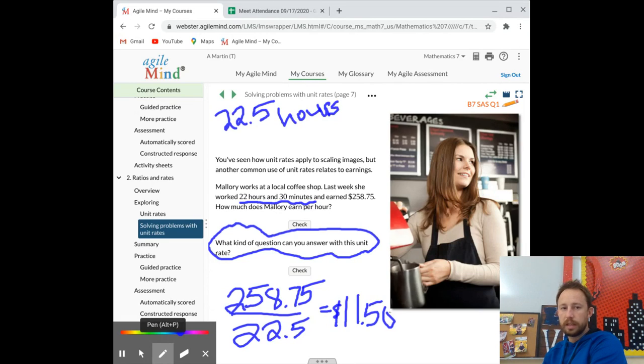We got 17 people in. Well, here, you could reverse it and say, if Mallory makes $11.50 per hour and she worked 22.5 hours, how many hours did she work in a week, or how much money did she get in a week? Correct. Good job. Great job. So we can ask how much money she earned, or we could ask how many hours did she work, depending on how much money she made, right?